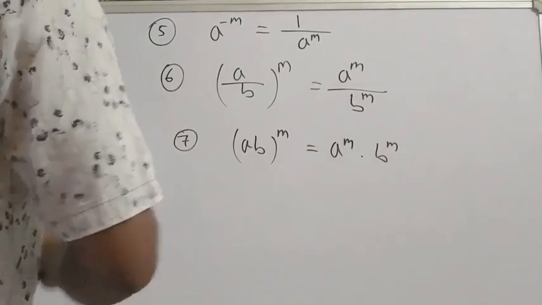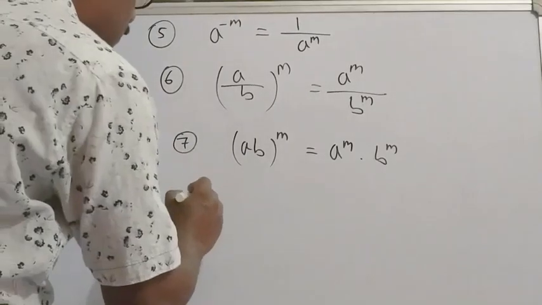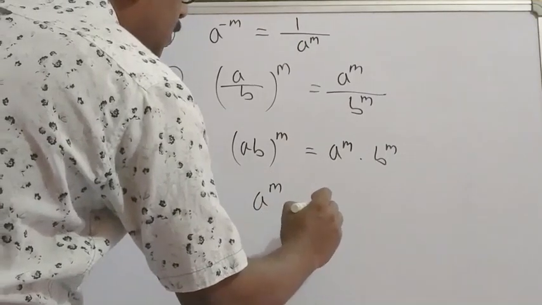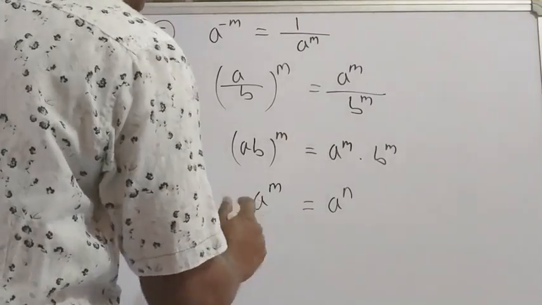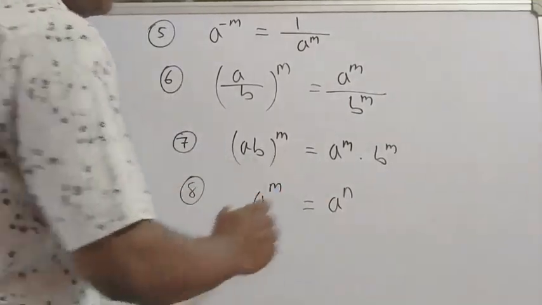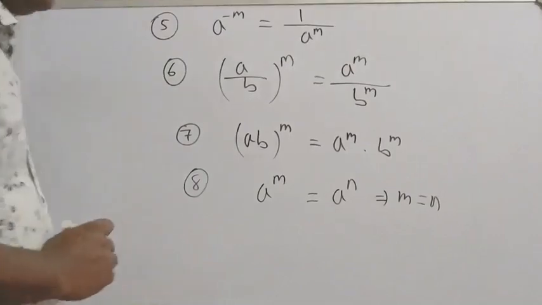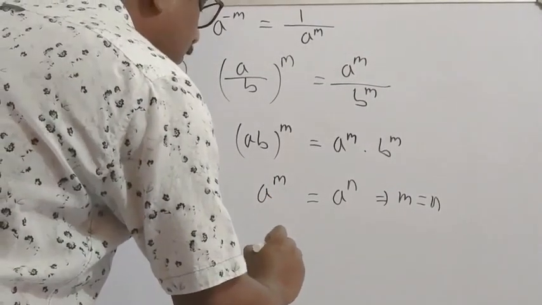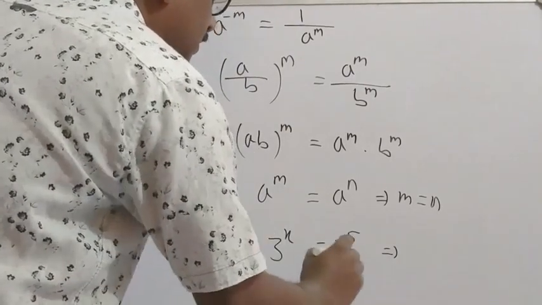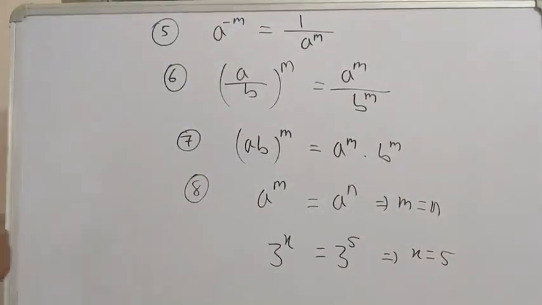Now the eighth formula. Eighth formula is, suppose a to the power m is equal to a to the power n. On both sides you see the base is the same, a, but the power is not the same. If the base is the same, it implies m is equal to n. That means the powers are equal. For example, 3 to the power x is equal to 3 to the power 5. So it implies the base is the same, 3, so x is equal to 5. This is the eighth formula.